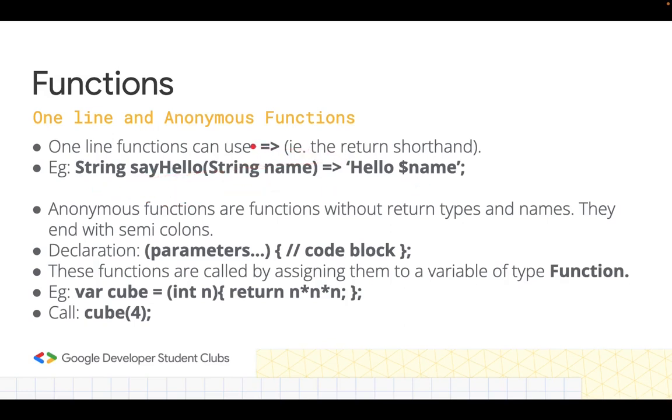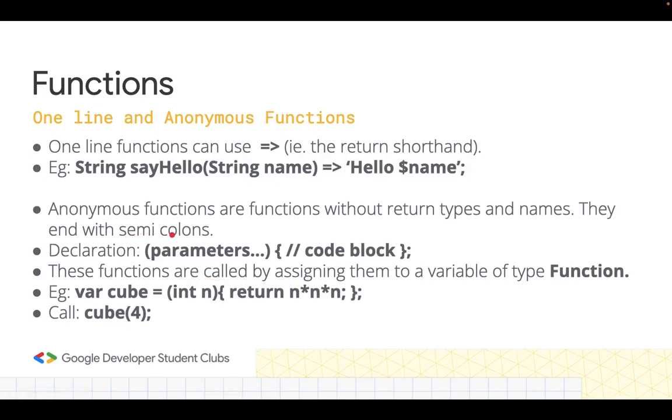We use the arrow over here, which is made from the equal sign and then the greater than sign, which means return. It's like a shortcut for the return. So this function, say hello, takes a string name as a parameter, and then just returns hello plus the name, whatever string you provided as a name. That's just a sample one to show you. I'll show you an example very soon in the text editor.